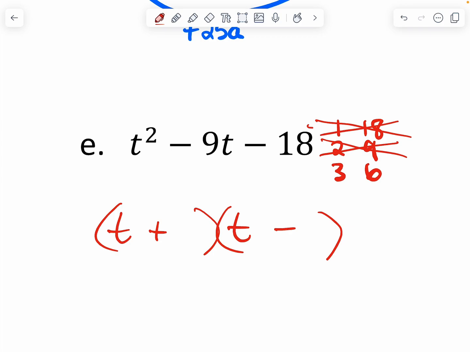The only way I can add them together and get negative 9 is if both of them were negative. The problem is, if I made both of them negative and I multiplied them, I would get positive 18, not negative 18. So this one ends up being not factorable because the only way I could use these numbers is if both were negative, and that's not going to give me negative 18 when I multiply them. So this is an example right here of something that is not factorable.